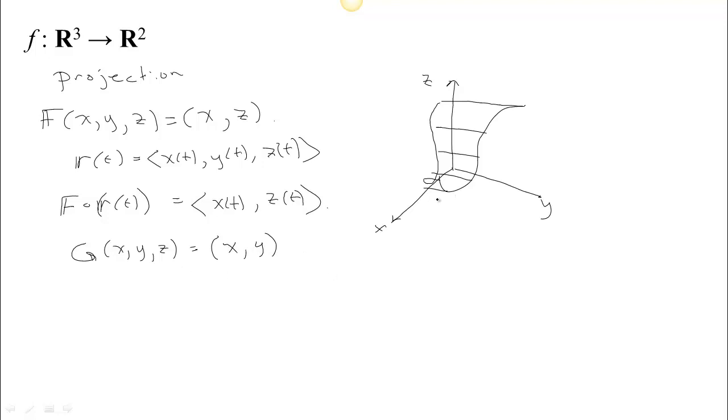So this function g, if you plugged in r, you would just get out this plane curve x of t, y of t, which would just be the shadow that this curve casts in the xy plane. So whatever the shadow of that curve looks like, that's what the composition of g with your curve would be. So that's why we call them the projection functions.